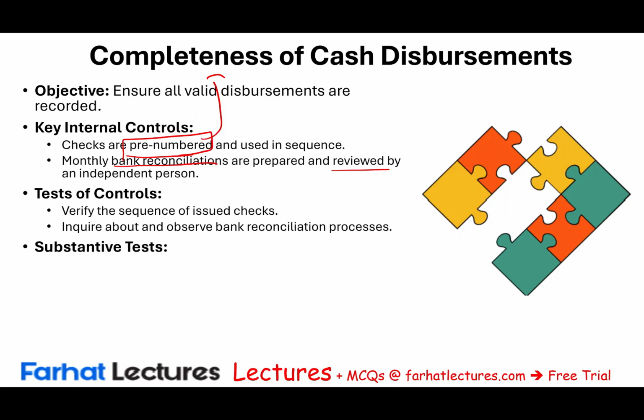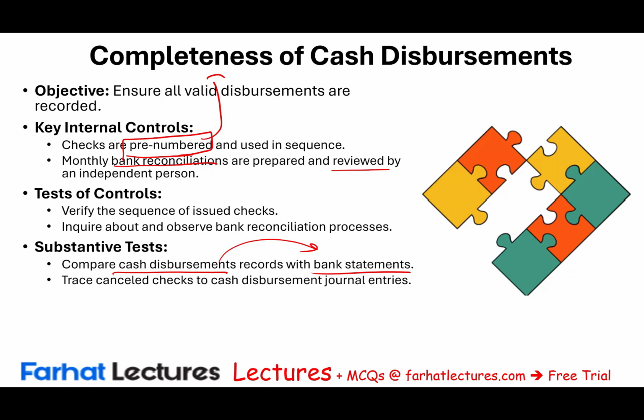As substantive testing, we can compare the cash disbursement record with bank statements. Let's take a look at the record, and if it's recorded on the record, it should be in the bank statement, right? Because we're recording a disbursement. That disbursement is either a wire, an e-payment, or a check. It should show on the bank statement.